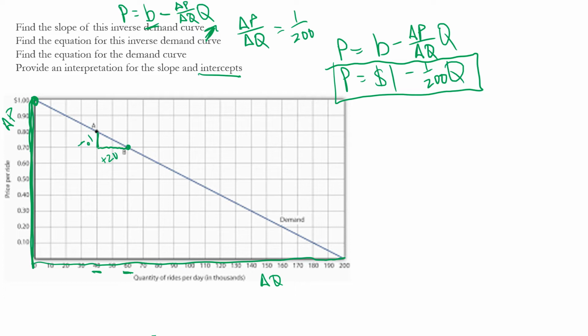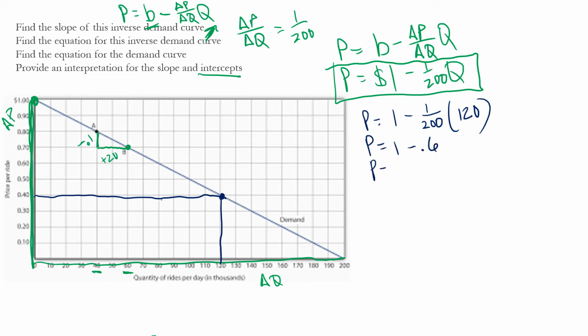I always like to check. So let's see what that looks like. Let me pick a point. Here's 40 cents and 120. Let me plug that in. If I have a Q of 120, then I get 1 minus, let's see, 120 divided by 200 is 0.6. So I get P equals 1 minus 0.6, and that's a price of 40 cents, which is exactly what I should have gotten. So hooray, we can verify that we did that correctly. Now let's solve that for Q. So here's our inverse demand.